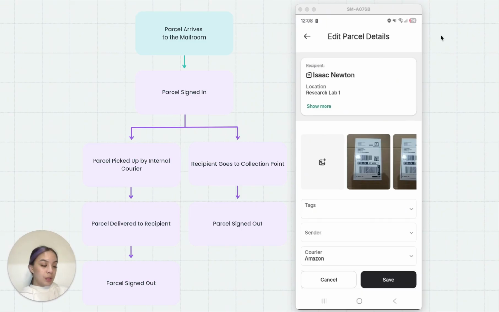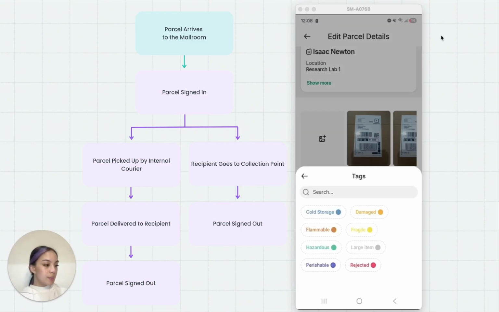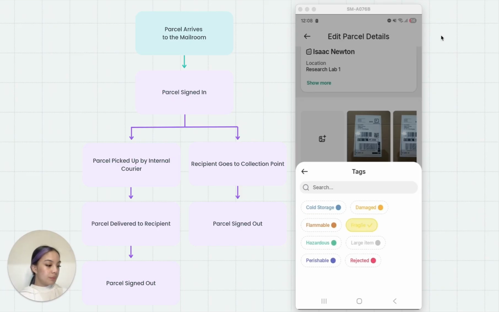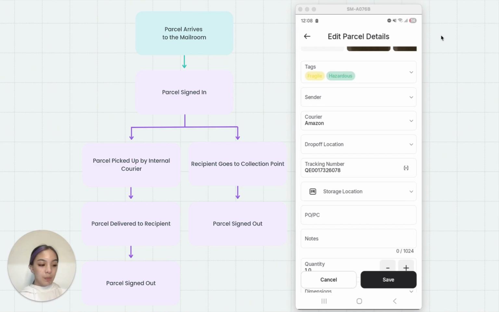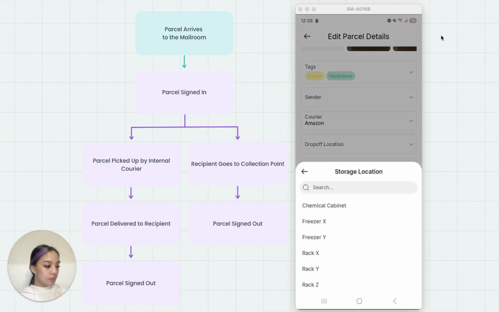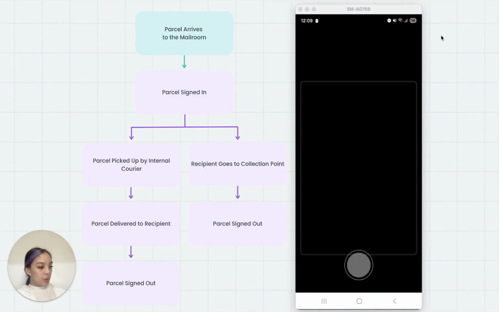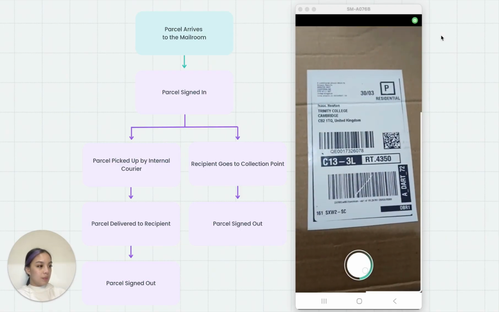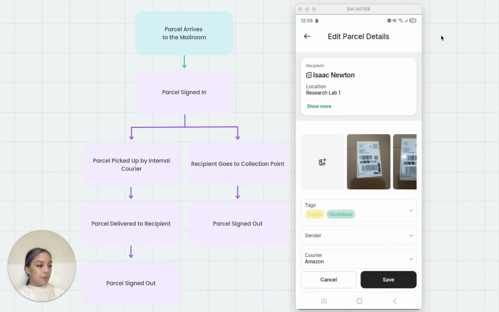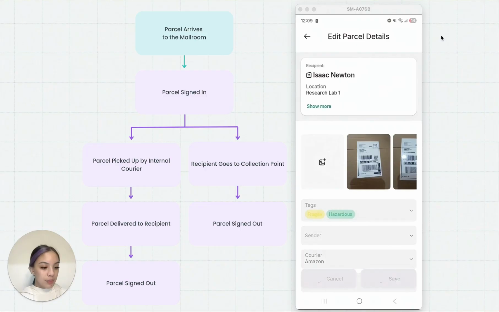Since we enabled additional parcel details earlier, we'll be able to assign tags. Assign the parcel a storage location. Parcel Tracker auto extracts images upon the scan-in, but you can add additional photos, like if, for example, you have a big parcel and you want to take a wider photo so you know what it looks like, you can totally do that. Just click on this image, press take a photo. You can also select one from your gallery. Take a photo as normal. And when you're done, click Save.